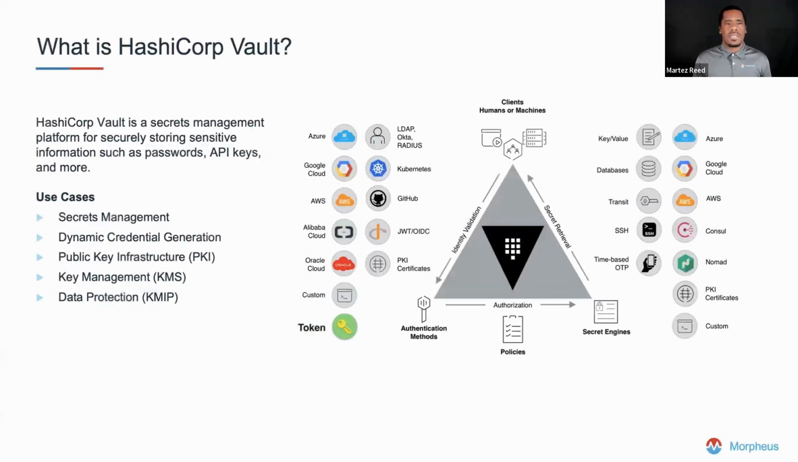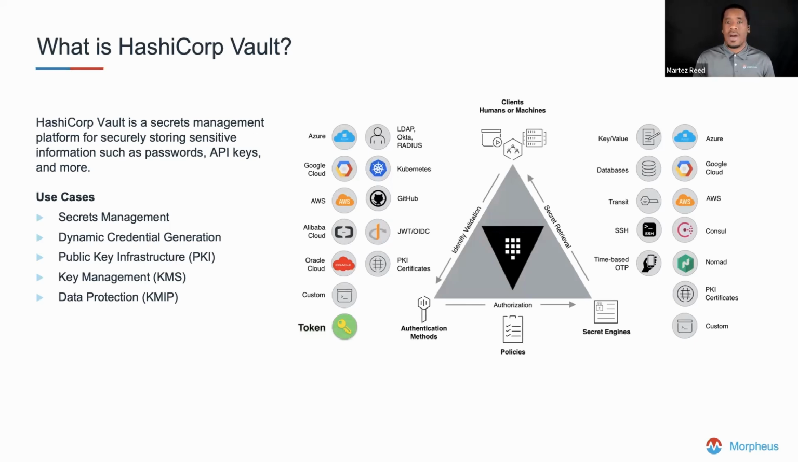Before we jump into the integration, let's talk about what HashiCorp Vault is and a number of its use cases. HashiCorp Vault is an open source secrets management platform for securely storing sensitive information such as passwords and API keys, to be leveraged in a programmatic fashion. As an example, being able to leverage it as part of an application deployment in which there's a need for database credentials to be utilized for an application configuration.